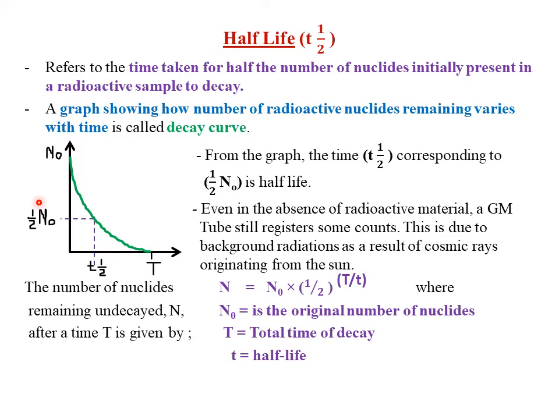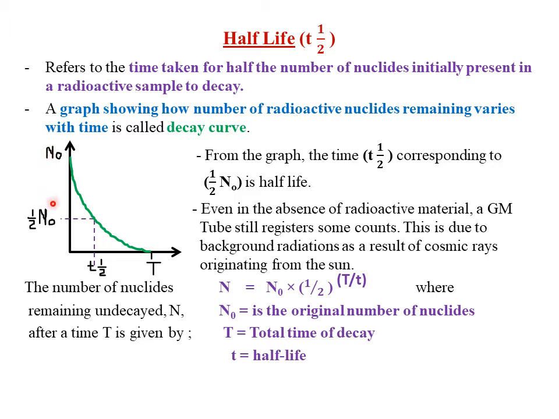So on the vertical axis, we usually have the number of radioactive nuclides remaining to decay. Then on the horizontal axis, we have the total time taken for that particular decay process to complete. So from the graph, the time T-half, this particular time T-half here, corresponds to a half of N naught. Remember, N naught represents the original number of nuclides.